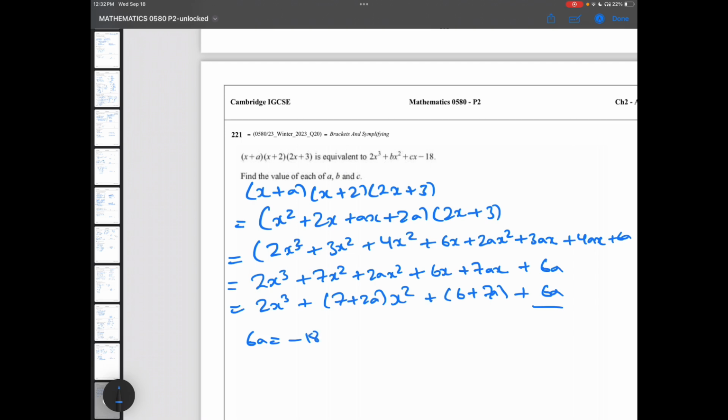Now we can get the value of a by solving this equation. 6 is being multiplied here. I move it to the right side. It gets divided with minus 18. And I get the value of a, that is minus 3.